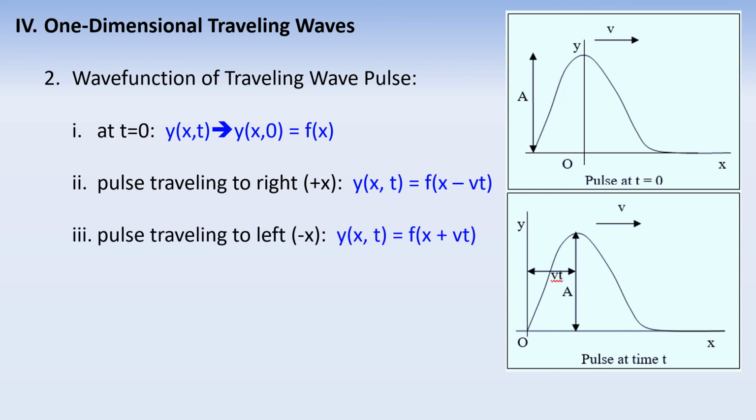Similarly, to describe a wave pulse that travels to the left, we can say that the wave function must be a function of the expression x plus vt. This will become a little clearer when we look at a specific problem in the next slide.